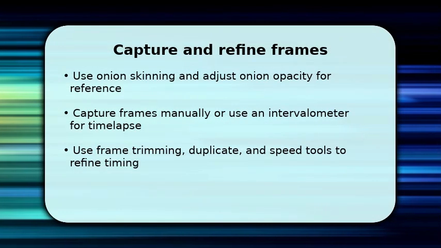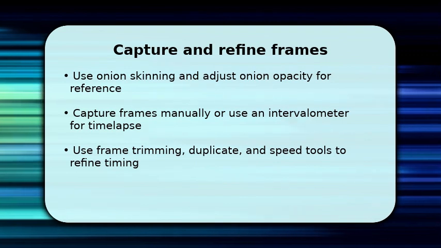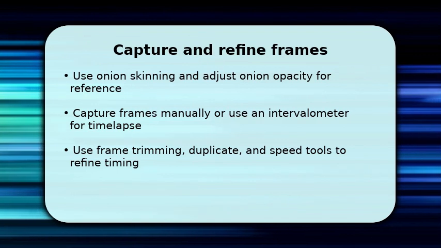Now you focus on capturing and shaping motion. You'll use onion skinning to see previous frames. Adjust opacity until it's helpful but not distracting, because that visual guide is how you keep consistent movement. Capture manually for puppet animation or enable intervalometer when a steady incremental shift is required.